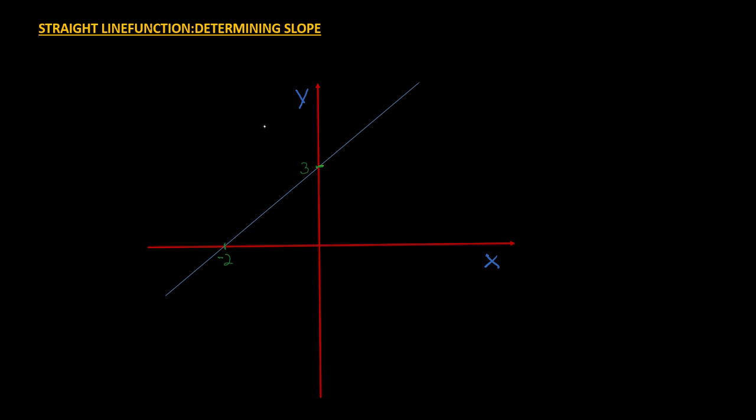Okay, so you've been given these 2 points on a straight line and you're asked to determine the slope or the gradient. We call it slope or gradient of this line. So you're asked to determine the slope. What is the slope of the straight line in this scenario?